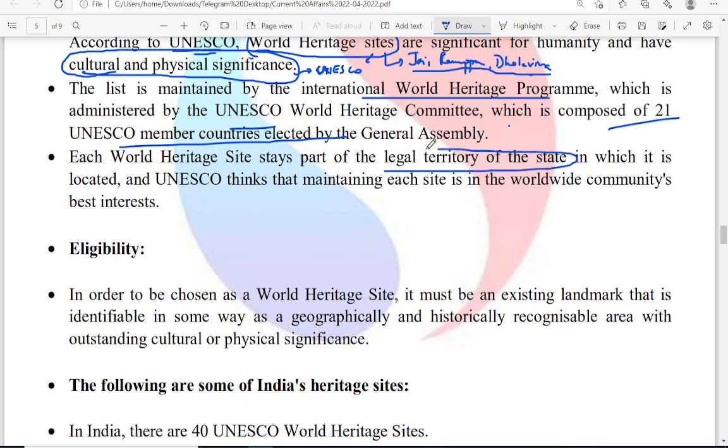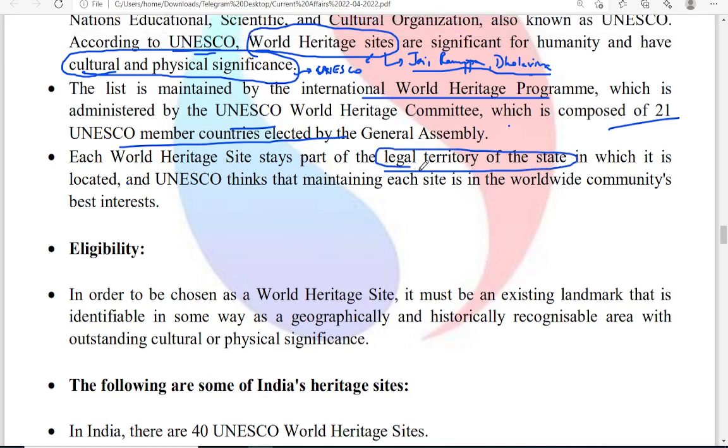As I said, any site within any state can be recognized as a UNESCO World Heritage Site. The idea is, if a particular site has to be maintained and protected, and it is given World Heritage Site status, then maintaining and protecting this site is not good only for that particular country, but it is in the worldwide community's best interest. Okay, right.